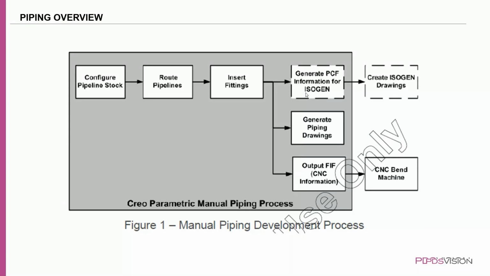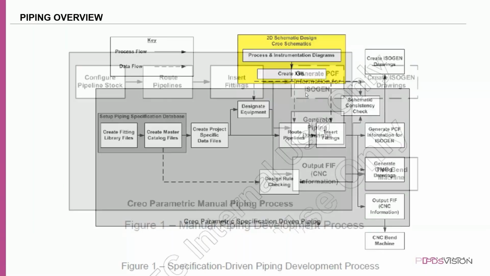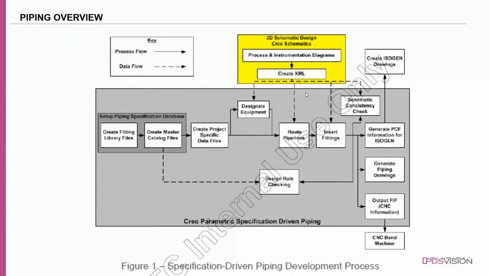The process here makes it rather simple. We can then insert fittings, which are going to be components along our pipeline, and then generate drawings or other deliverables, for example, bend machine instructions to actually manufacture this stuff. And sorry for the watermarks here. It's from our internal stuff, but it's the best place to get these diagrams.